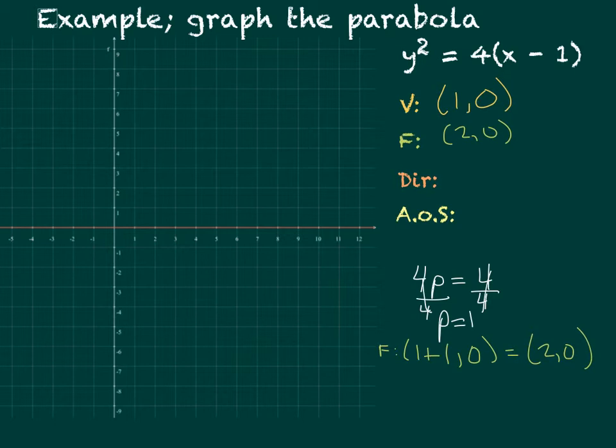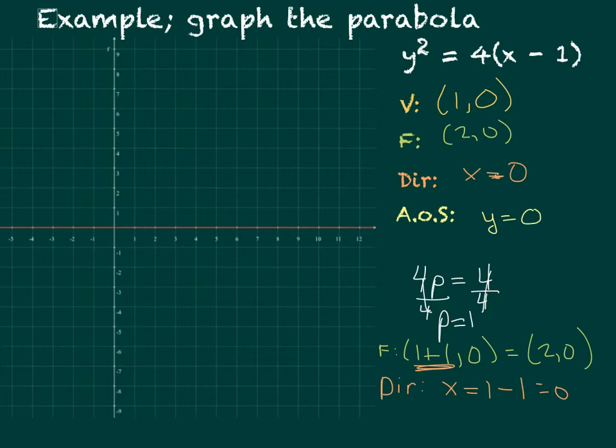And next, my directrix. My directrix also has to do with the p, but instead of adding the p, you're going to subtract the p. So it's going to be my x, which is the changing term, equals my h minus my p, which is 0. So my directrix is x equals 0. And finally, my axis of symmetry. My axis of symmetry is going to be, instead of x equals, it's going to be y equals, and it's going to be whatever is the same in the vertex and the focus, which is 0.